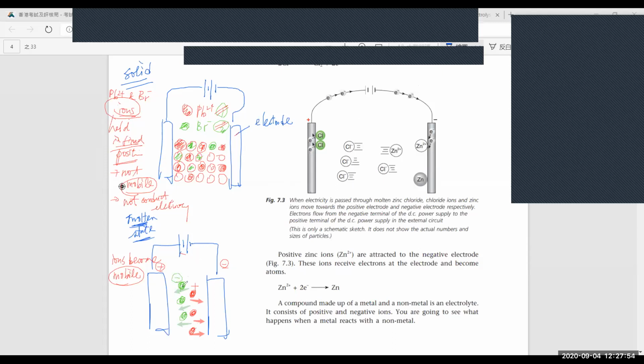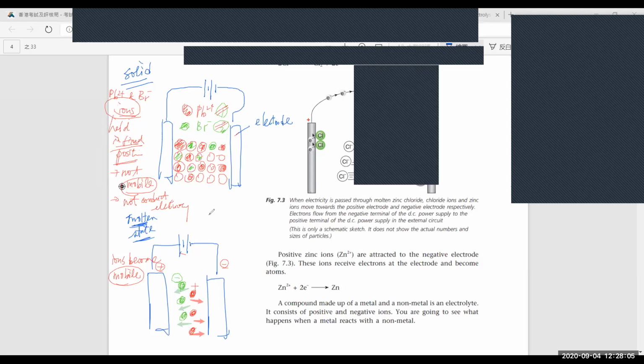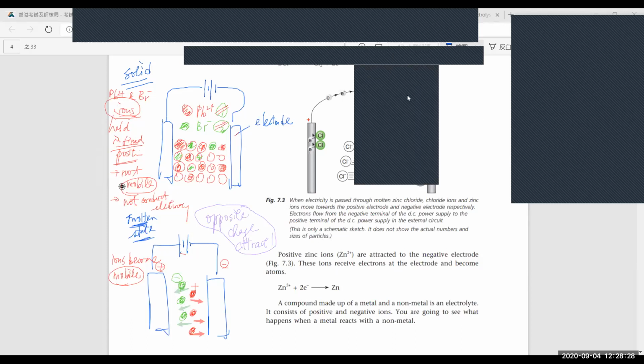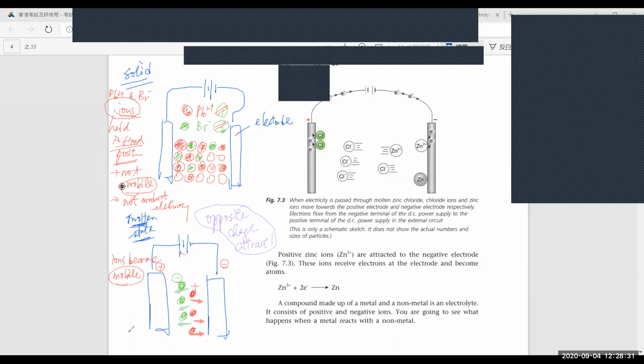Can you get my point? It is a negative ion, of course, so it will be attracted to the positive electrode. Opposite charges attract. Can you get the point? Opposite charges attract, 異性相吸. Okay? So because of this, from the macroscopic point of view, you may see a directional movement of charge. Okay, so we will say that it conducts electricity.